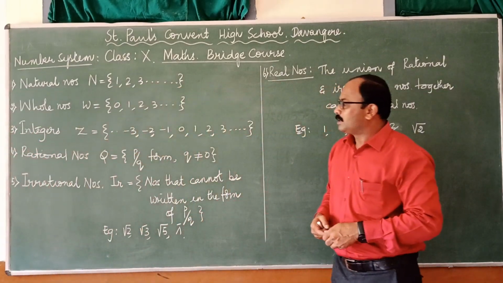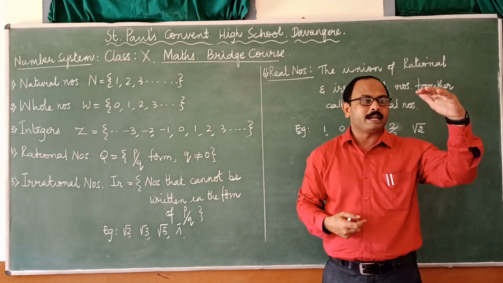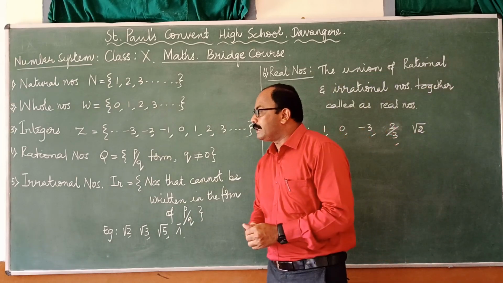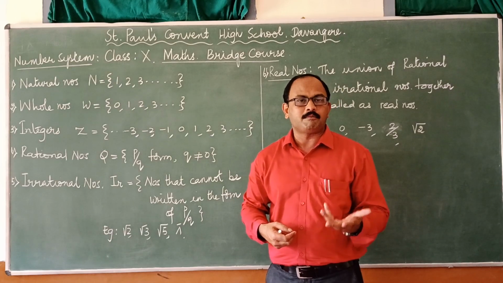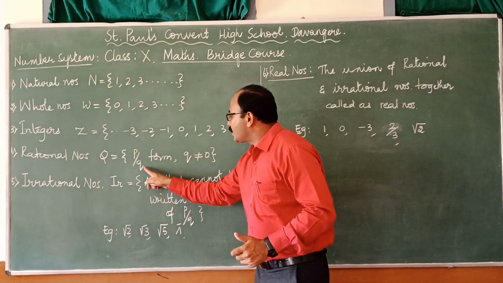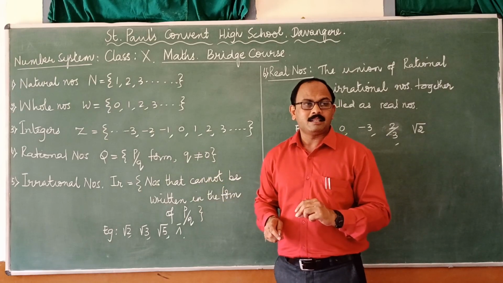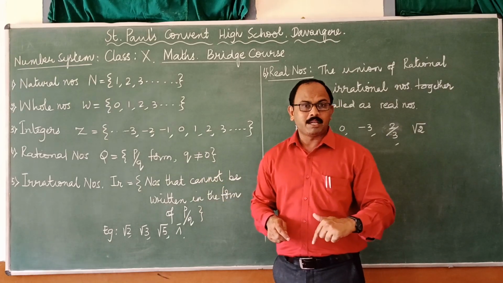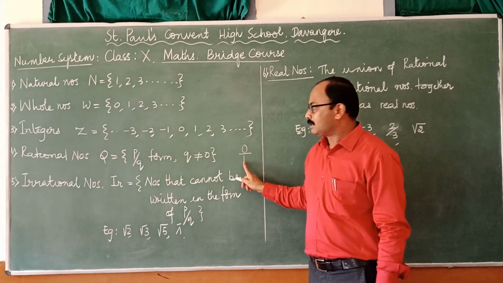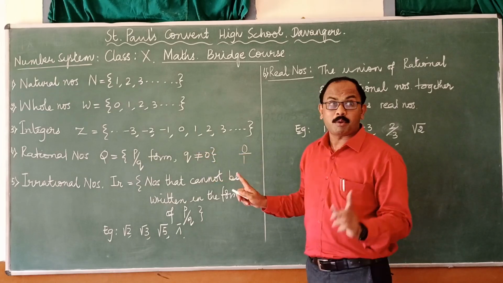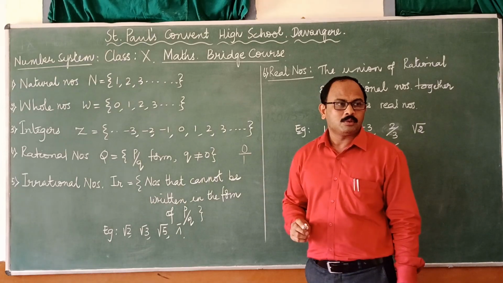Then, we want to represent numbers in terms of fractions, where we have numerators as well as denominators. There comes the number system called rational numbers. Rational numbers can be represented in the form p by q, where q is not equal to 0. Therefore, 0 is also a rational number because it can be written in the form of 0 by 1. The rule says only the denominator should not be 0. It can be 1. Therefore, 0 is also a rational number.